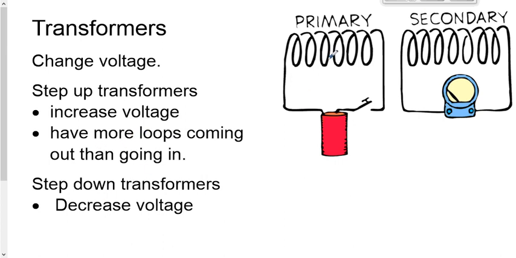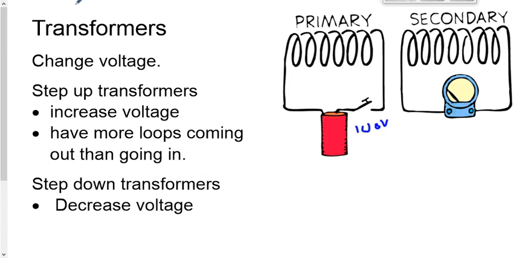Okay, so let's look at this one. 1, 2, 3, 4, 5, 6 coming in. 1, 2, 3, 4, 5, 6, 7. So it looks like we have more loops on the secondary coming out than what we have going in. So that means that this is a step-up transformer. So if we have, let's just say, 100 volts coming in, I know that I'm going to have at least more than 100 volts coming out.